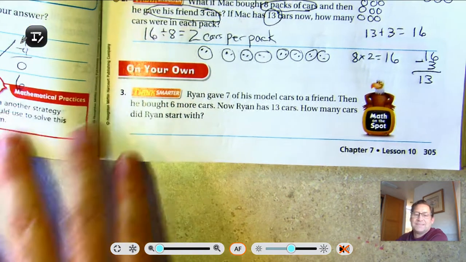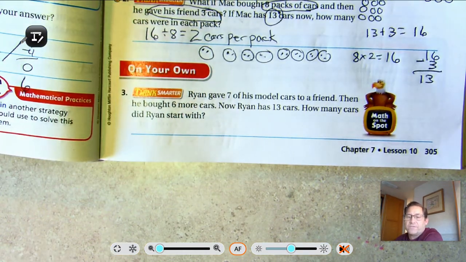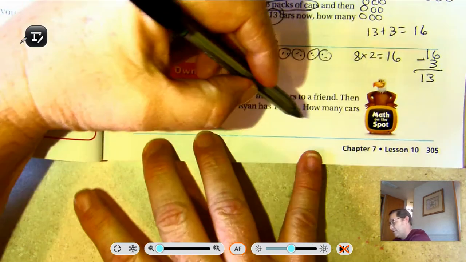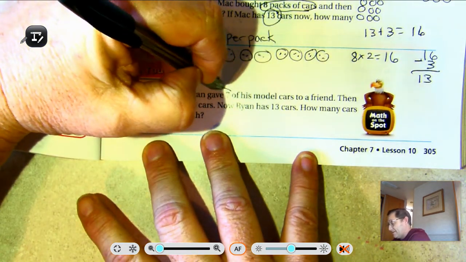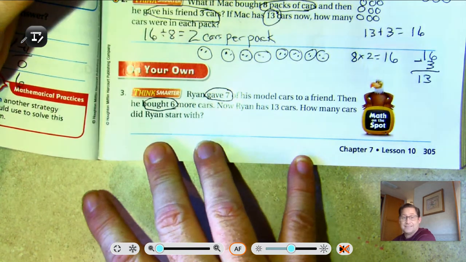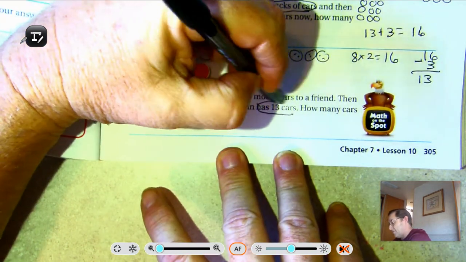All right, number 3. Ryan gave 7 of his model cars to a friend. Then he bought 6 more cars. Now Ryan has 13 cars. How many cars did Ryan start with? So he gave 7, bought 6, has 13.